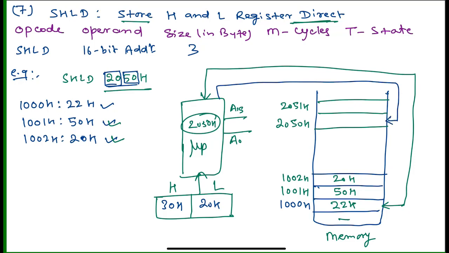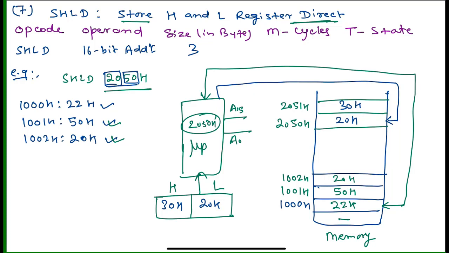So this 20 will be stored into the location of 2050H, and the next address will contain the higher order byte of this HL pair, so that is 30H. So 30 will be stored into this 2051H location. So direct means whatever memory we want to access, that address we must mention in the SHLD instruction, as in the LHLD instruction.